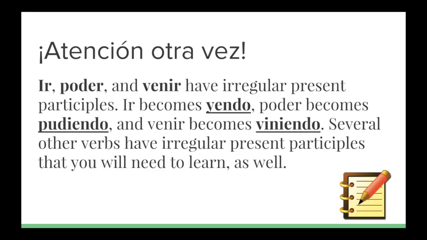Atención otra vez. Three other verbs that are irregular in the present participle are ir, poder, and venir. Ir becomes yendo, poder becomes pudiendo, so change that O to U, and venir becomes viniendo, so change the E to an I. Several other verbs have irregular present participles that you will need to learn as well, but those you will get in high school. These are the ones that you need to focus on for now.